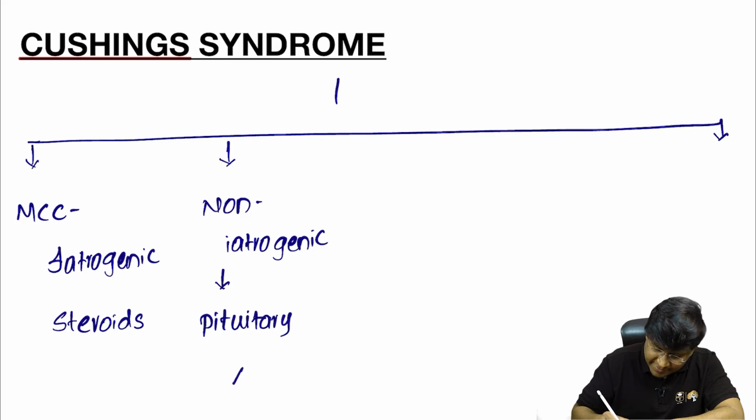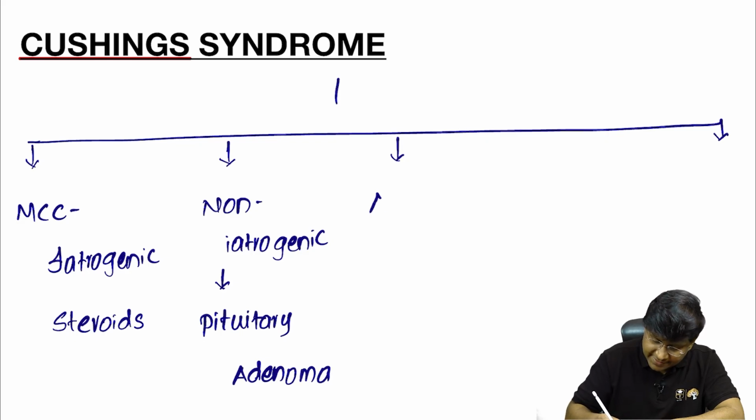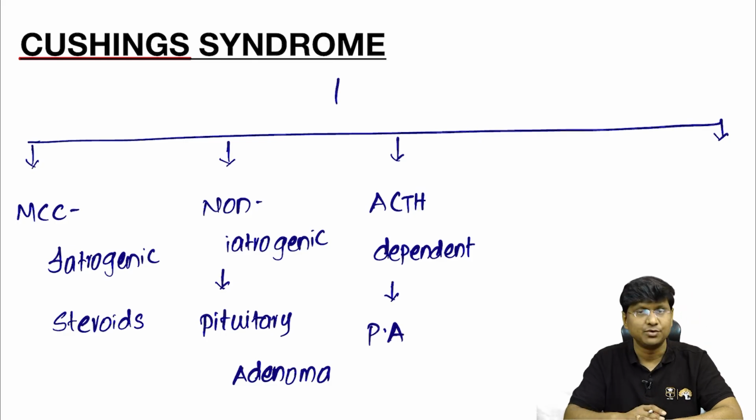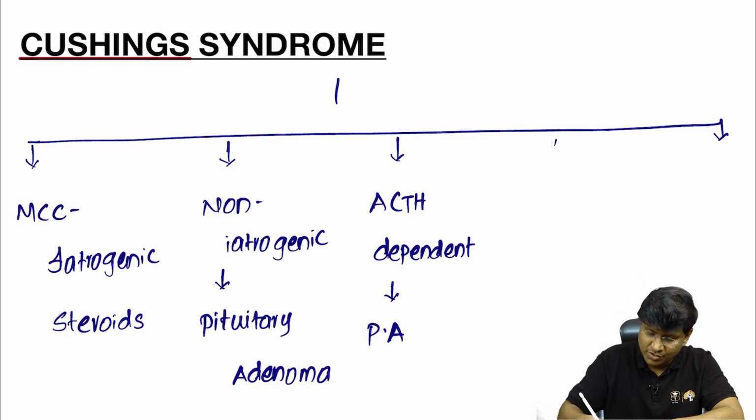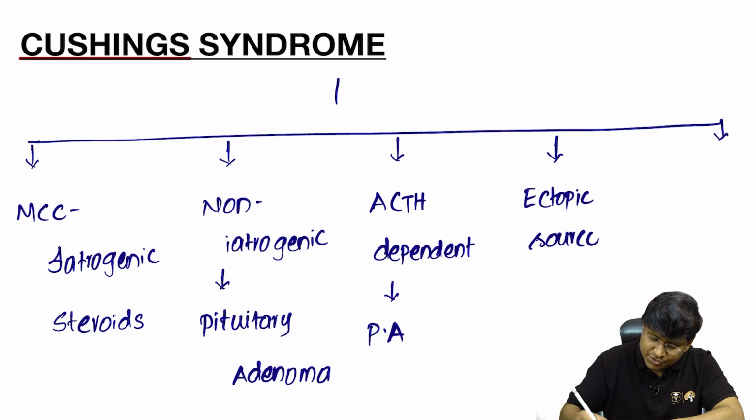Right, so that includes the pituitary adenoma. Then what is the most common cause of the ACTH dependent type of Cushing's? The most common cause of the ACTH dependent type of Cushing's is again the pituitary adenoma, and the steroid production can be even from the ectopic sources. What is the most common ectopic source for the Cushing's? The most common ectopic source for the Cushing's includes the small cell carcinoma of the lung, right?